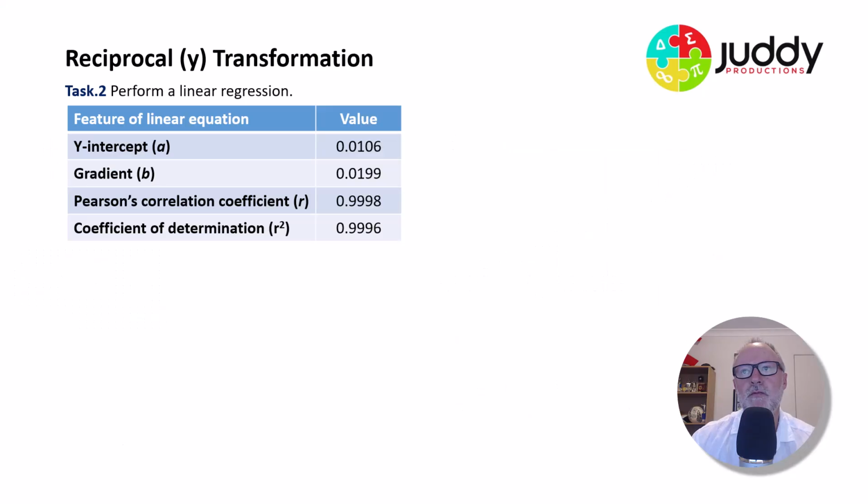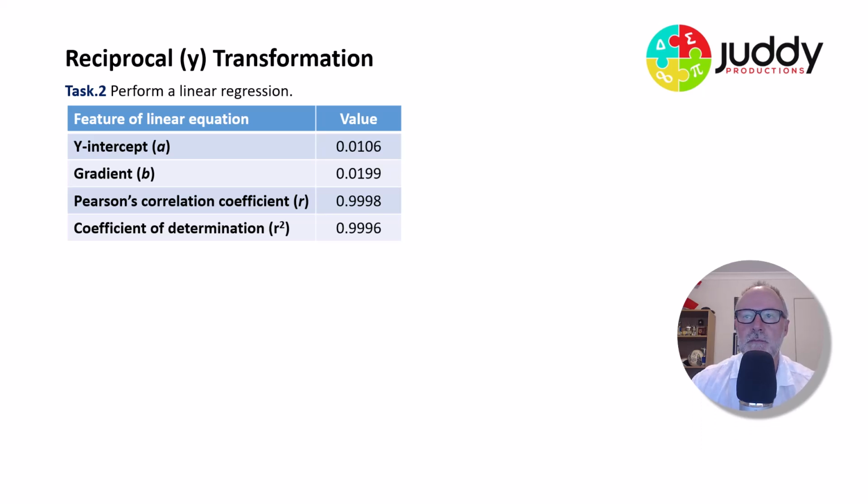Task number 2 was to perform a linear regression. So the summary for the transformed data is as follows. The y-intercept was found to be 0.0106. The gradient was found to be 0.0199. The Pearson's correlation coefficient, that is the R value, is 0.9998, nearly a perfect correlation. And the coefficient of determination, that is the R squared value, is 0.9996.